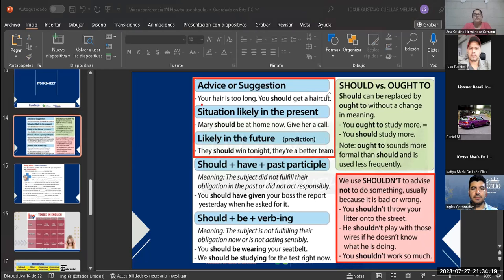Okay, teacher. Advice or suggestion. Your hair is too long. You should get a haircut. It is when your appearance looks weird or strange. So a person can say you should get a haircut. Okay. And now let's go with situations likely in present.